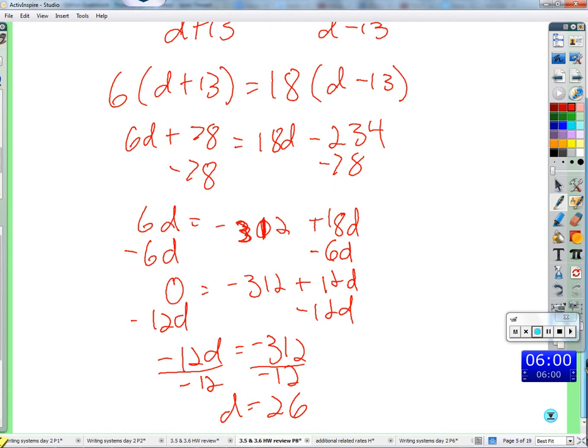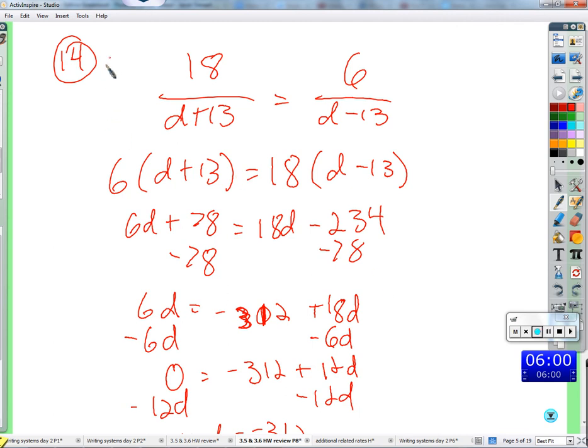Let me just really quick jump back up here. Now, if I multiply this side by D plus 13, what happens? Even though it is looking kind of complicated, D plus 13 is the denominator. If I multiply a fraction by its own denominator, it cancels out. The denominator cancels out. So I need to multiply this side by D plus 13. I can't do that. What happens if I multiply this side by D minus 13?